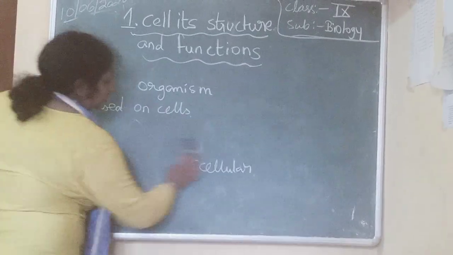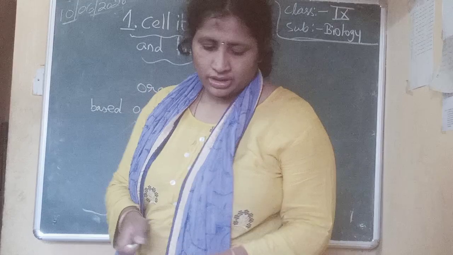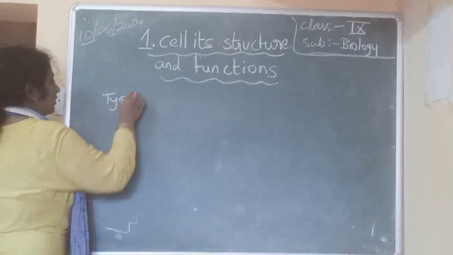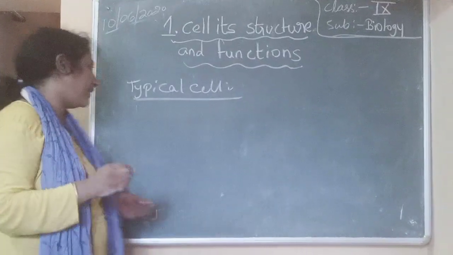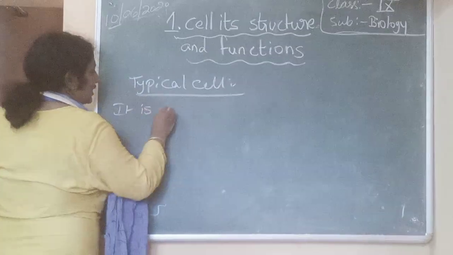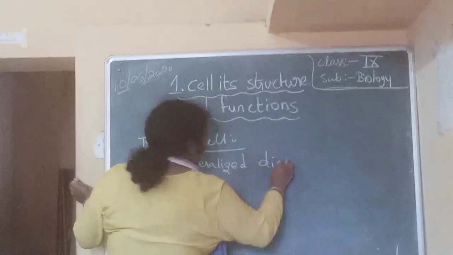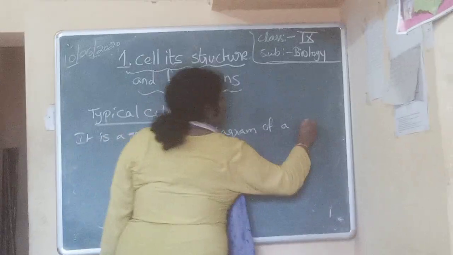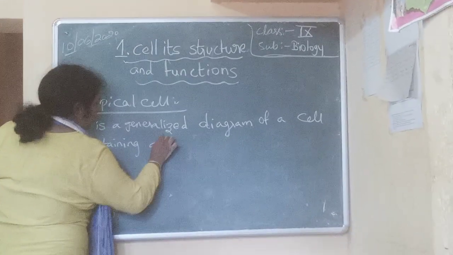Now, coming to the typical cell. What is a typical cell? A typical cell is a generalized diagram of a cell containing all the cell organelles.